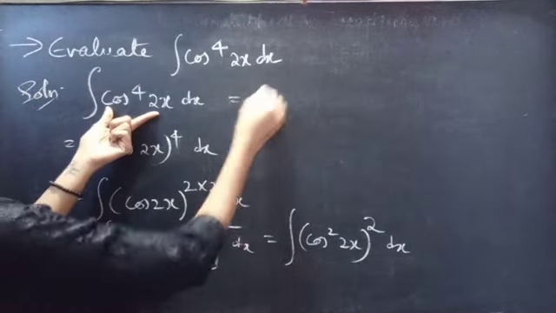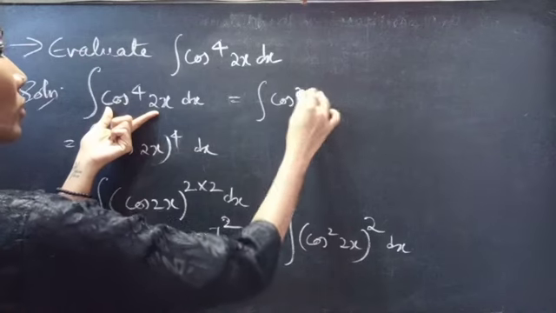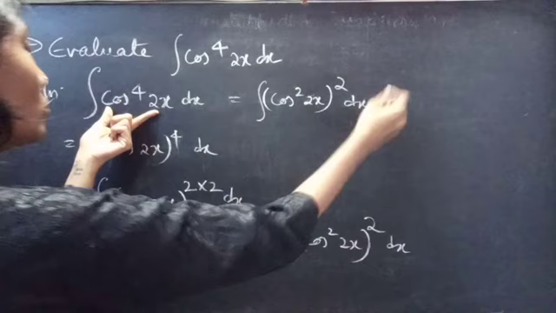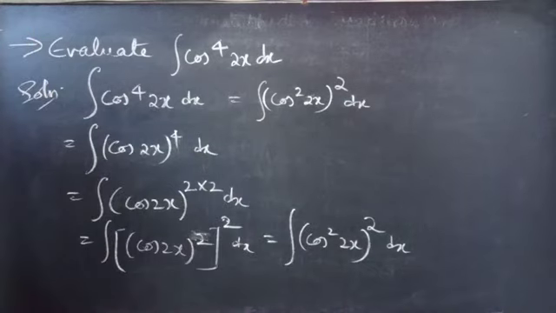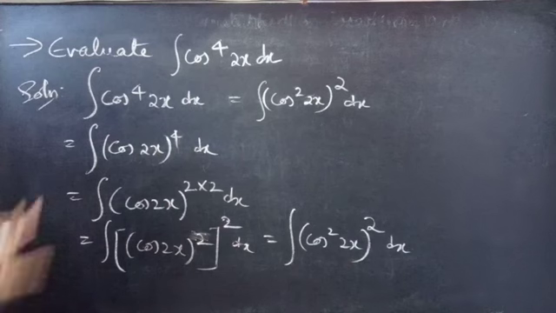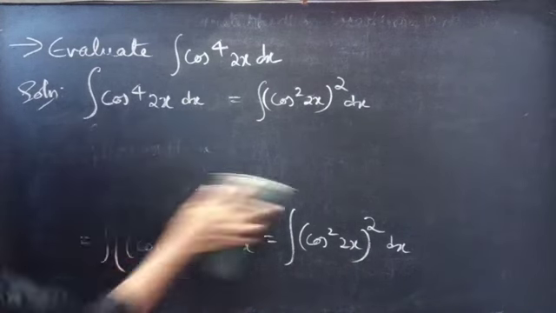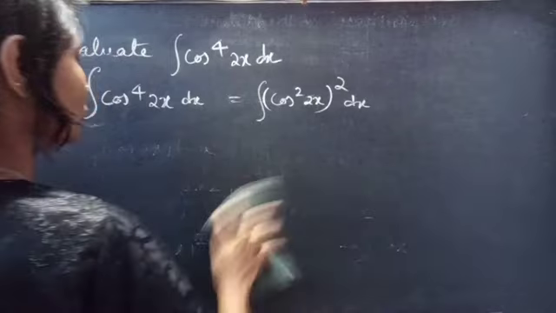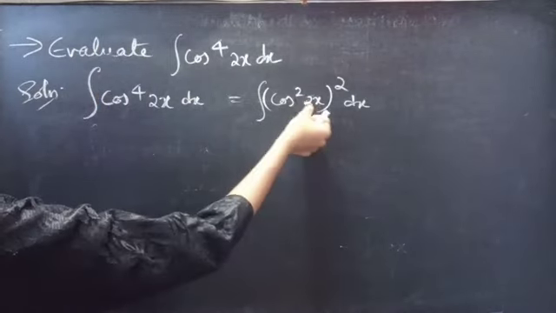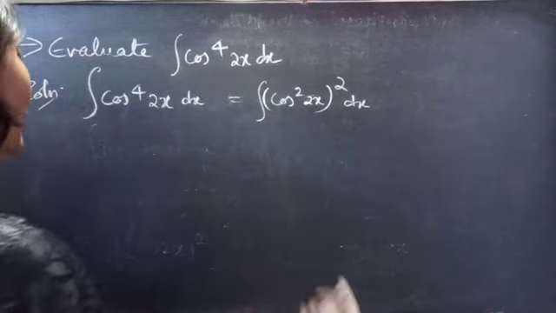Or you can write directly from this integral, (cos^2 2x)^2 into dx. Okay? Or you can just do this, or you can just follow these four steps. Now, here we are having cos^2 2x. Now we need to replace cos^2 2x by an identity.